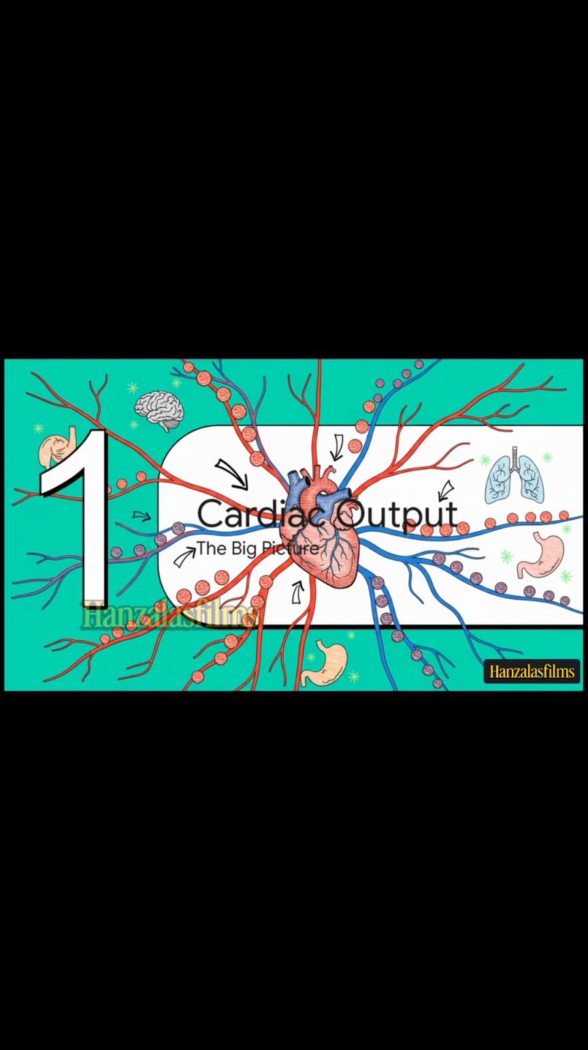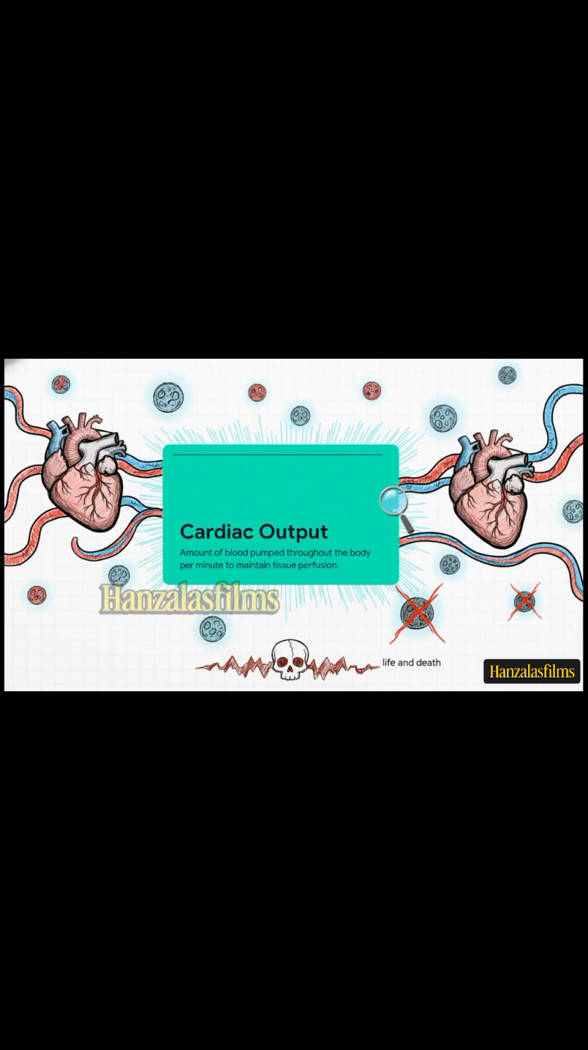All right, part one, the big picture, cardiac output. Before we even talk about the pump itself, we really need to understand its ultimate goal, right? And that's tissue perfusion. Cardiac output is simply the total amount of blood your heart pumps throughout the body every single minute. Our cells are incredibly demanding when it comes to oxygen. If this output drops, cells literally start to die, sending the patient into shock. So maintaining this output is quite literally a matter of life and death.